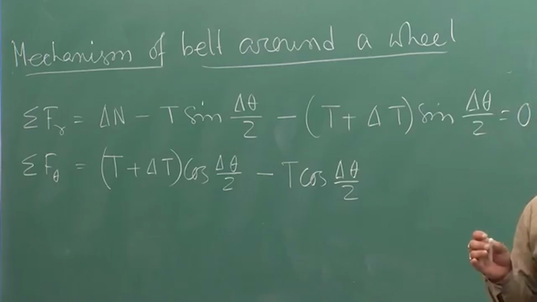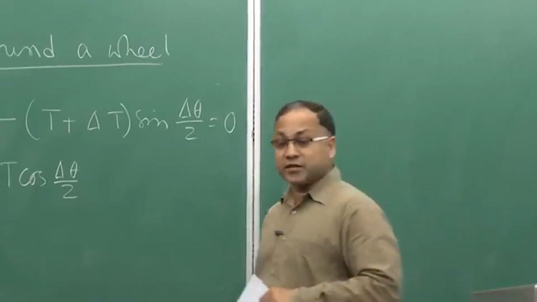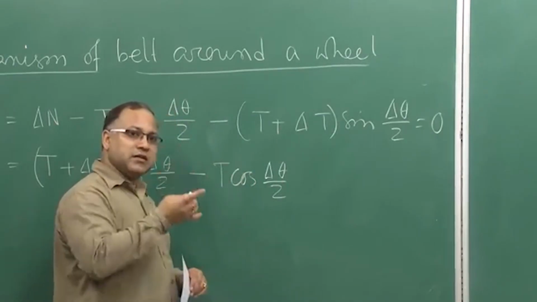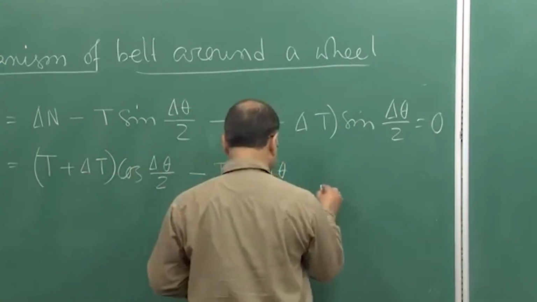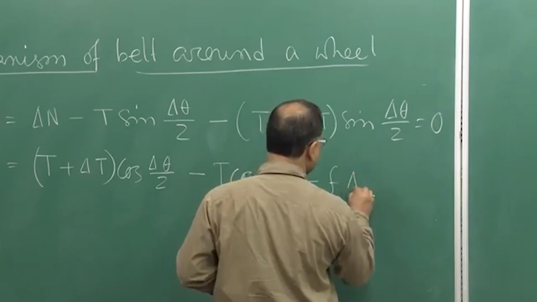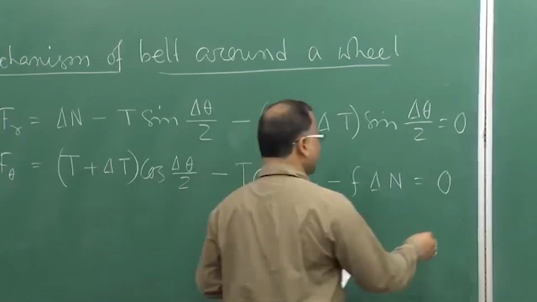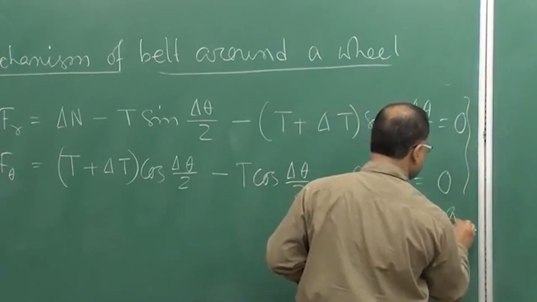Any force is left out? The frictional force, right? The frictional force is acting along the tangential direction. So, minus F into delta N is 0. So, these two equations I am calling equation A.